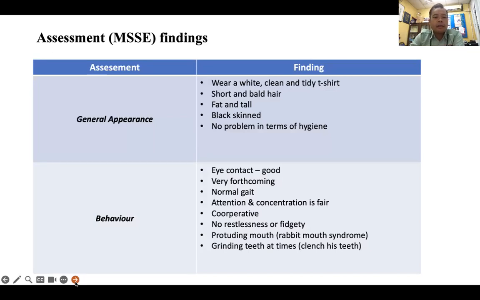Assessment has been done on this patient, which includes general appearance. The findings: he wears a white, clean and tidy shirt, short and bald hair, fat and tall, black skin, and normal in terms of hygiene. No problem in terms of hygiene. And the assessment on behavior: the eye contact is good and very comforting, normal gait, normal walk, and attention and concentration are fair. He is also cooperative, with no restlessness. Rabbit mouth syndrome, a protruding mouth, has been seen on this patient, and grinding teeth at the time. He clenched his teeth.